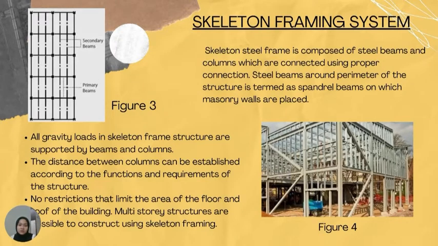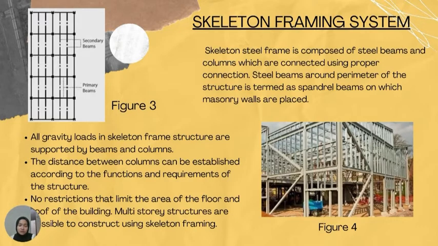Skeleton steel frame is composed of steel beams and columns which are connected using proper connections. Steel beams around perimeter of the structure is termed as spandrel beams on which masonry walls are placed. Typical plan views of skeleton framing are shown in Figure 3 on the left side top and constructed skeleton steel frame are shown in Figure 4 on the right side on the bottom. Steel columns, primary and secondary steel beams are shown in those two figures.